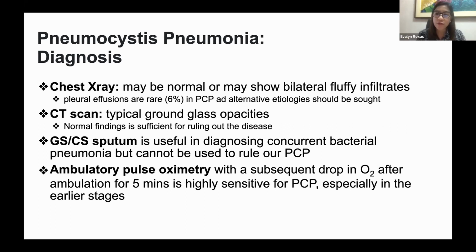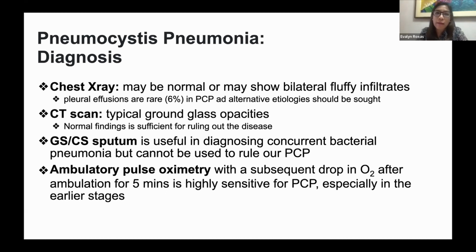You can request a GSCS of the sputum. There's a special test for PCP staining in some special laboratory diagnostic areas, no? This is useful in diagnosing concurrent bacterial pneumonia. For the normal sputum GSCS, you can detect the cause of bacterial pneumonia. But if you want to confirm the diagnosis of PCP, there's a specific stain requested for PCP.